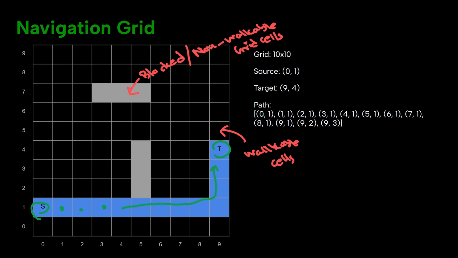So the path is something like this. Of course, the first element is the source node, and the last element is the target node. Actually, this should include 9, 4 as well, but it's totally fine. Once we reach 9, 3, after that it is the target node. And this is one of the optimal paths. Likewise, there could be another optimal path within the grid, based on the location of the start and target.